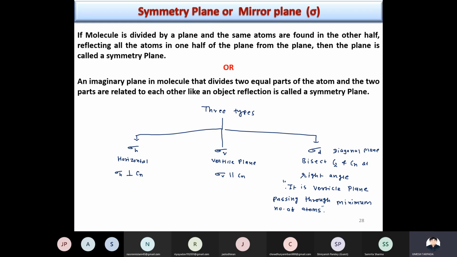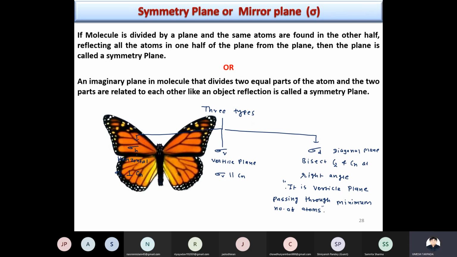If the molecule is divided by a plane, the same atoms are found on both halves. Whatever objects are there on the right side, the same things are observed on the left hand side. Then and only then can we take that as a plane. So you are getting a reflecting mirror image on both sides. So that is what we call a molecule having a plane of symmetry. It's an imaginary plane in a molecule that divides it into two equal parts of atoms, or two parts related to each other. So that is what we call plane of symmetry.